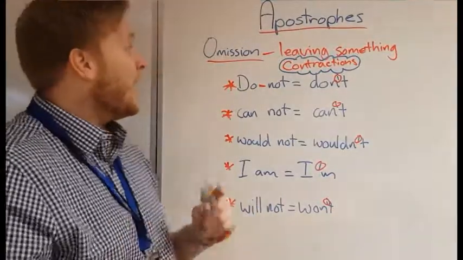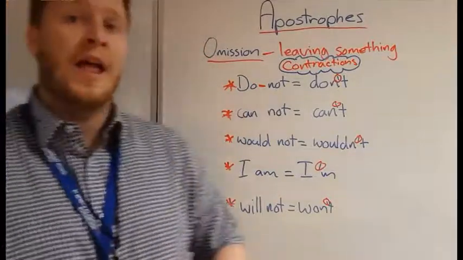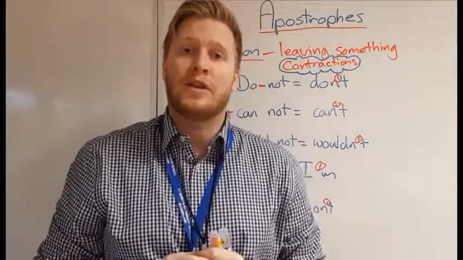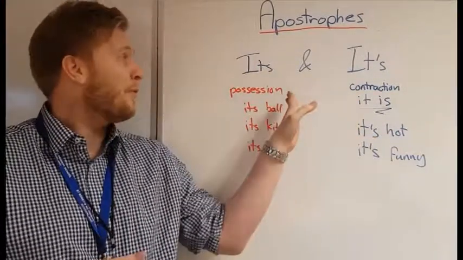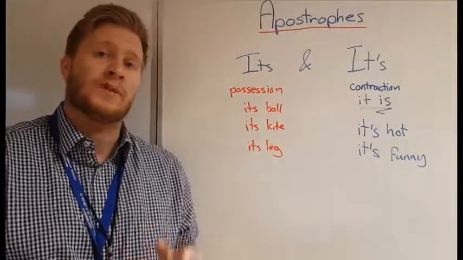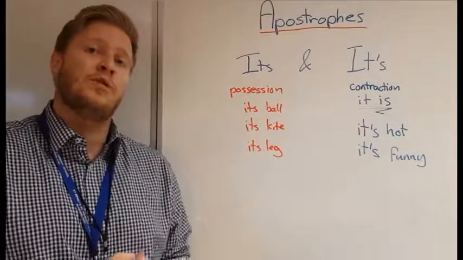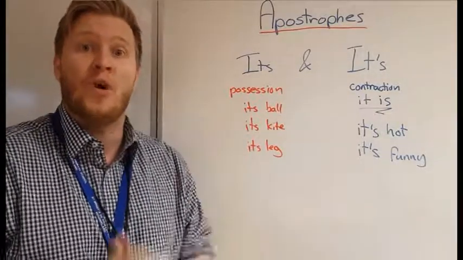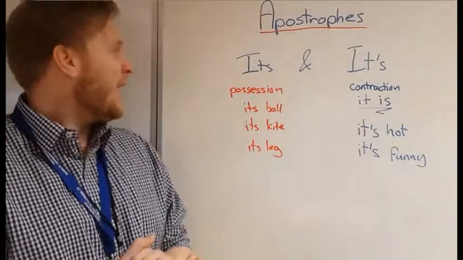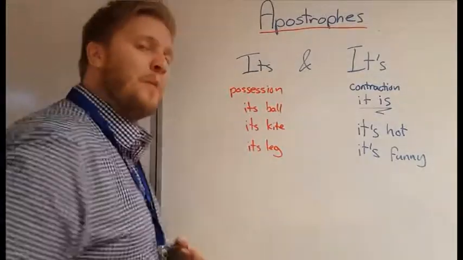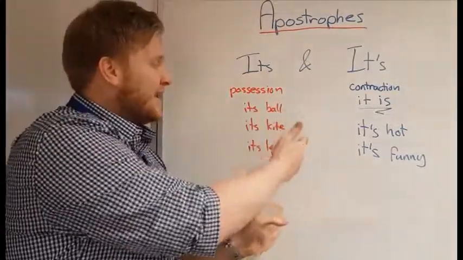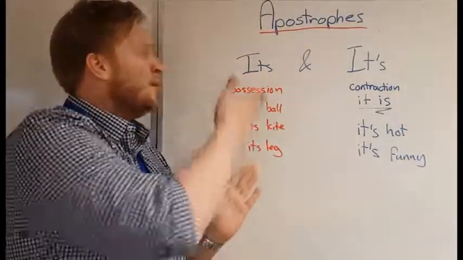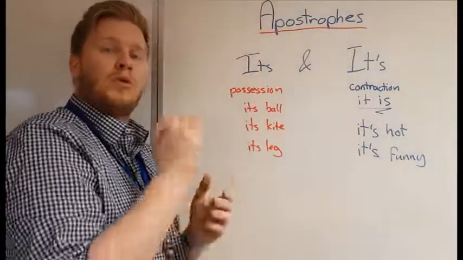Now, there is another exception to this rule that we're going to quickly have a look at before we finish. So here we have its and it's, one with an apostrophe and one without an apostrophe. The reason this is an exception to the rule is because one is possession and one is an omission. So, on this one, when we use its for possession, such as its ball, its kite, its leg, saying that these things belong to something, we don't put an apostrophe in like we would with all the others.